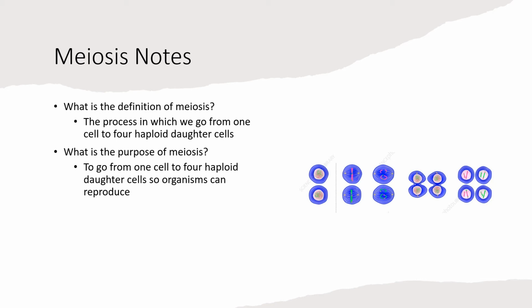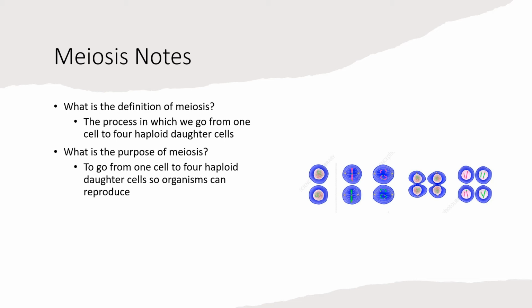So what is the purpose of meiosis? Why does our body do it? It's to go from 1 cell to 4 haploid daughter cells so that an organism can reproduce. So we start out with 1 cell, we end with 4 cells, and those cells are going to have half the number of chromosomes in them. And the reason they have half the number of chromosomes is because we have mom and we have dad. So dad has sperm cells, mom has egg cells.